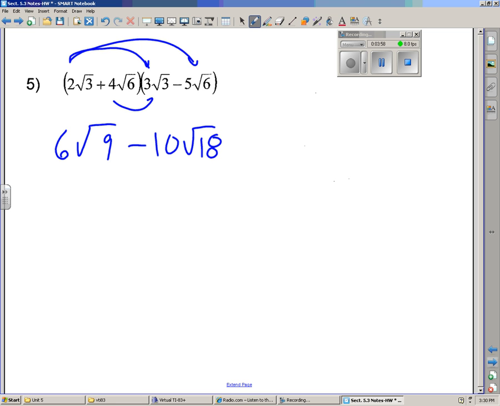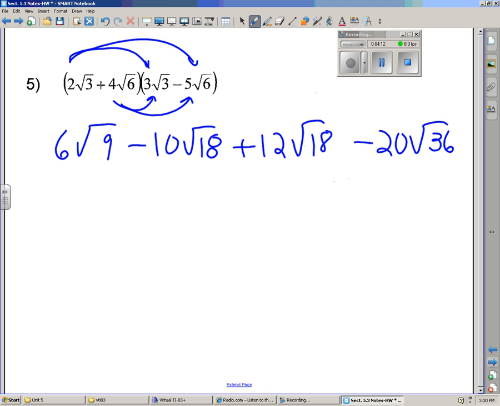4 rad 6 times 3 rad 3 is plus 12 rad 18. 4 rad 6 times negative 5 rad 6 is negative 20 rad 36. Well, as it turns out, rad 9 is a perfect square. Square root is 3. This turns into 18.